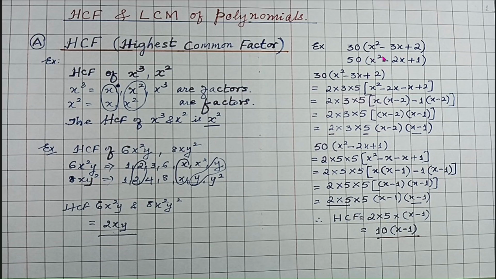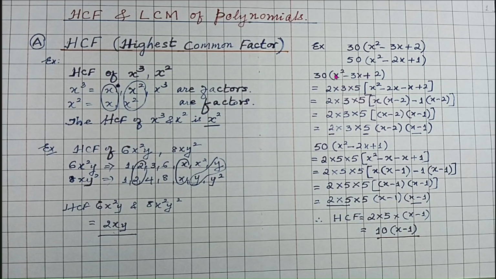We want to find out the HCF of 30(x² − 3x + 2) and 50(x² − 2x + 1). Now first of all let us write down all the factors of this. 30 factors are 2, 3, 5, and x² − 3x + 2 is an algebraic second degree polynomial. There are three terms here. We can factorize it by the middle term splitting method.